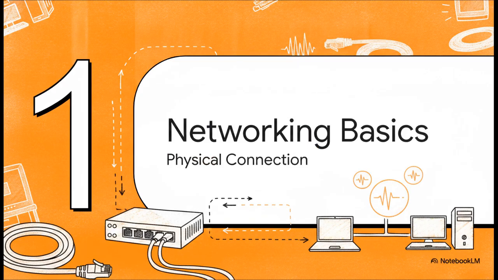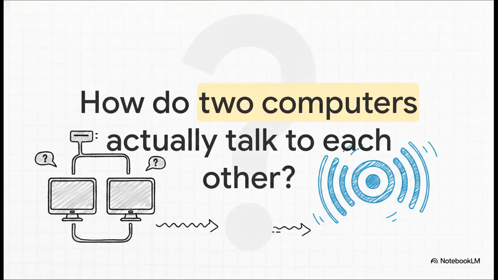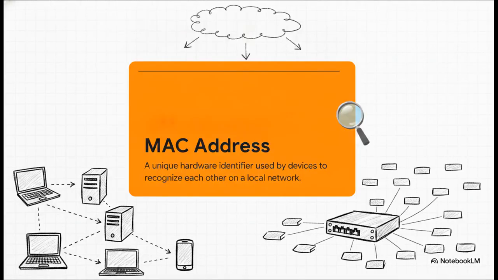Starting off with Section 1, the networking basics and building the physical connection. So before we can even talk about global routing or complex applications, we have to start at the absolute bottom. It really all begins with a super simple but completely fundamental question. Once an Ethernet cable is actually connected between two computers, or maybe they just share the same local Wi-Fi signal, how do they actually recognize who's on the other end? Even though they're physically linked up, they still need a way to identify one another just to start a basic conversation, right? Well, that brings us right to the MAC address.